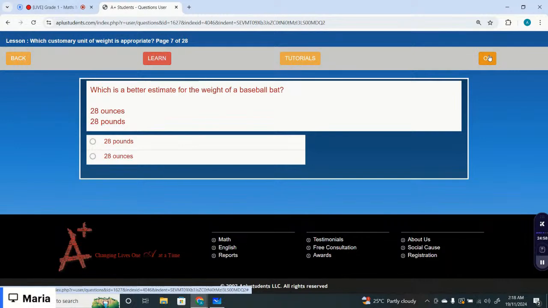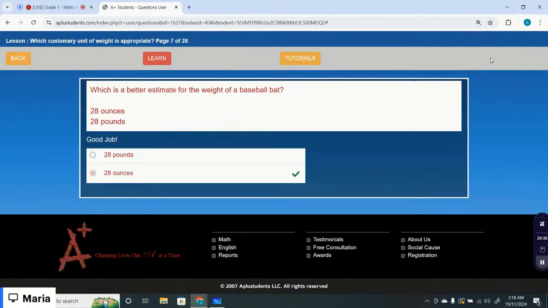Which is a better estimate for the weight of a baseball bat? So, which is the correct option? The correct option is, that is just a baseball bat, right? So it must be 28 ounces. Option number two is the correct option. Very good.